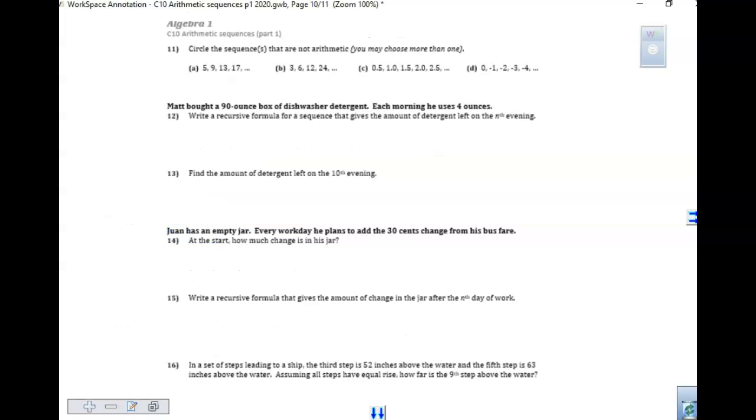All right, let's look at that second page. The second page, as you're looking at the homework, 11, they're just saying circle the sequences that are not arithmetic. And what I would like you to do is think, why is it arithmetic or not, right? Number 12, as you're looking at those, 12, 13, 16, 17, questions. Oh, yeah, let's look at number 16.